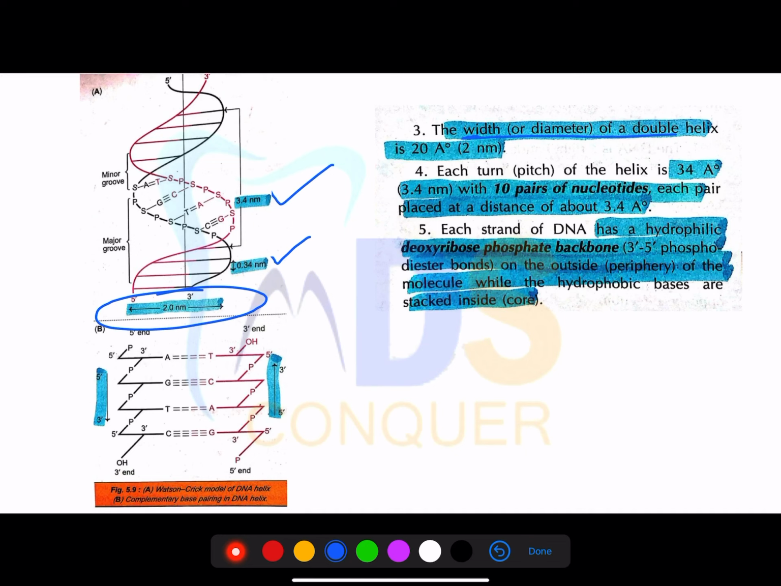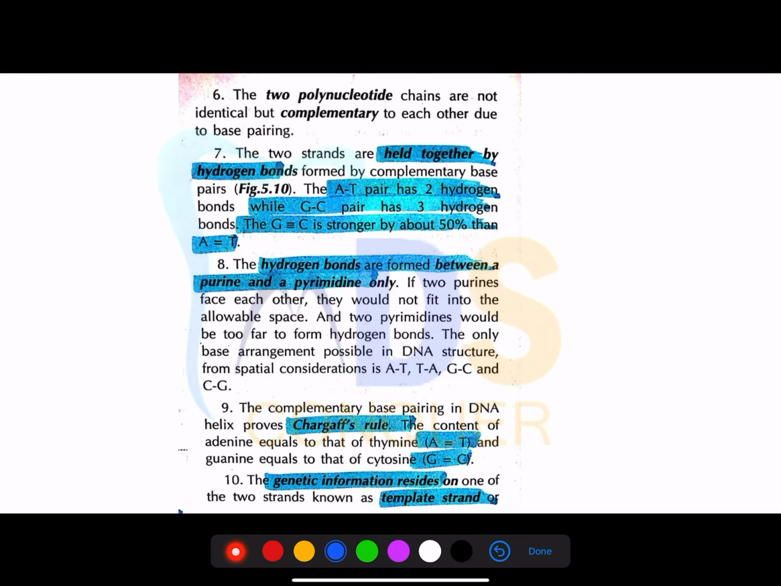So what is the width? What is each turn? What is the pitch of each turn of the helix? How many base pairs are present in each turn? What are the bondings? What are the sidewise bondings? What is the bonding between G and C? Number of hydrogen bonds between A and T. Number of hydrogen bonds between G and C. All these are very important.